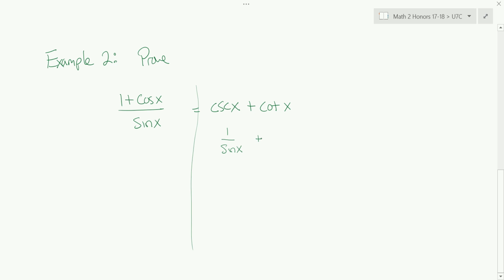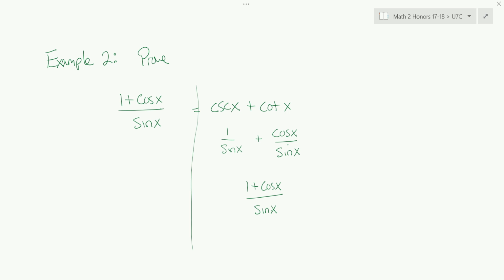We can change the cotangent to what over what? Cosine over sine. We got two fractions, both have the same denominator. We can add them, and we end up with 1 plus cosine x over sine x, and we're done. The left side matches the right side. Okay.